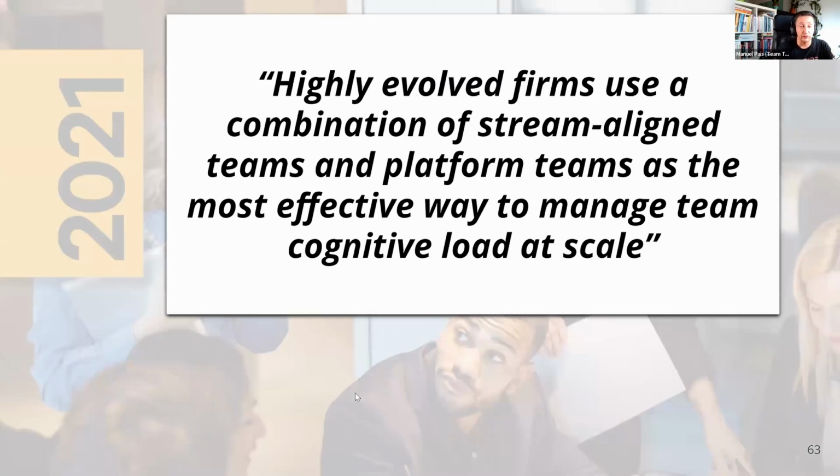And going back to the State of DevOps report, again, I recommend having a look at it. They found that highly evolved companies, firms, use a combination of streamlined teams and platform teams as the most effective way to manage team cognitive load at scale. And I would add that they need the enabling teams as well, often, right? But essentially, what I was saying before, streamlined teams, if they really have end-to-end ownership of the service, are typically going to have high cognitive load because there's a lot of skills and capabilities they're going to need. And so the other types of teams are going to help manage this effectively.